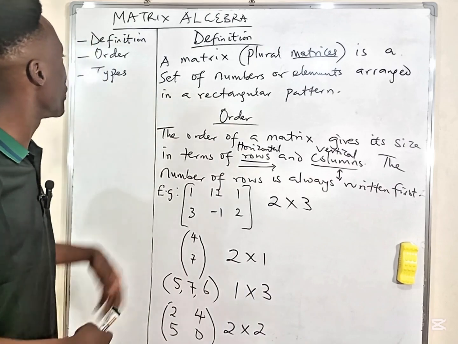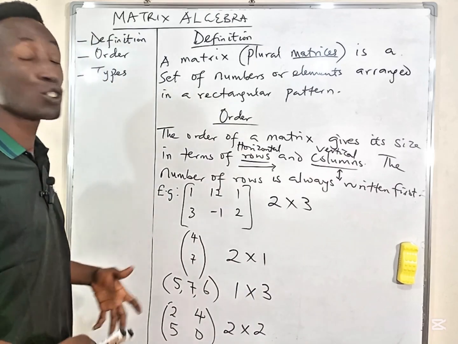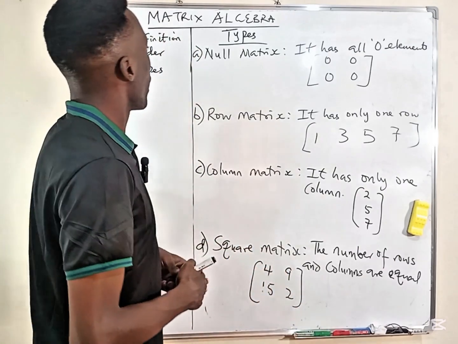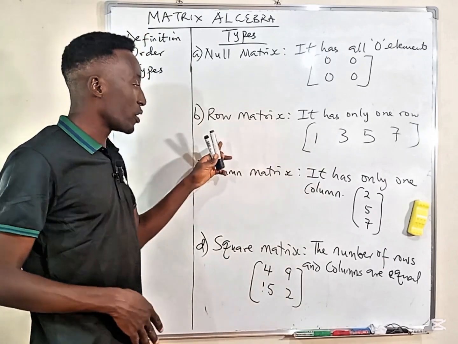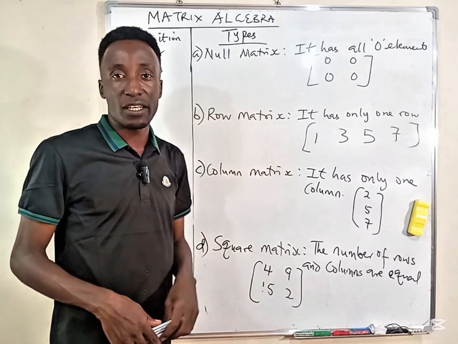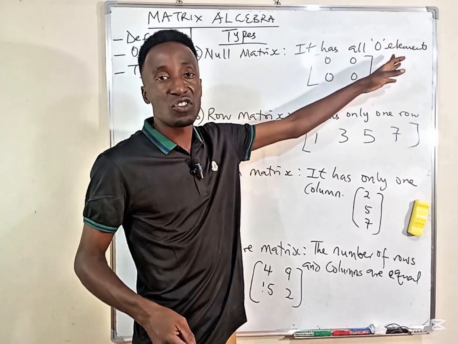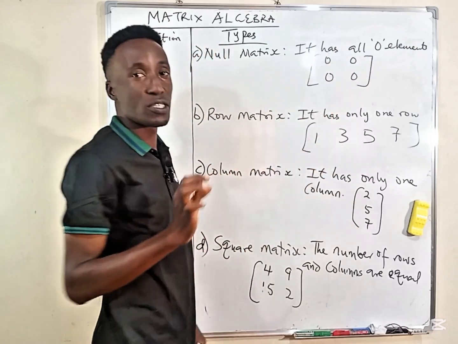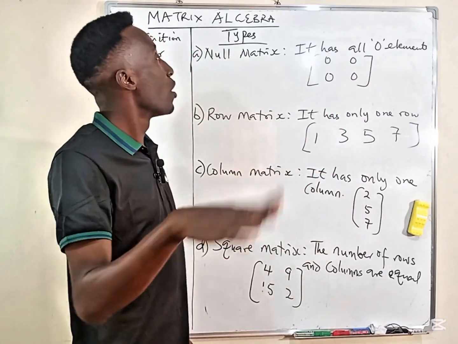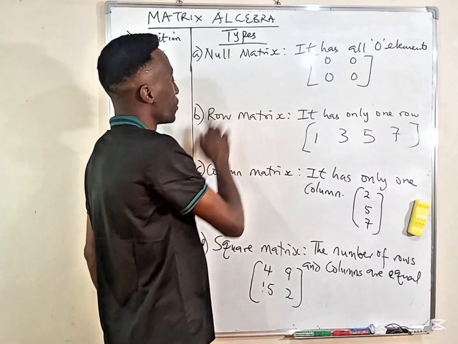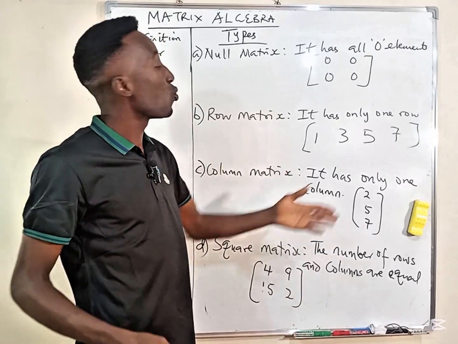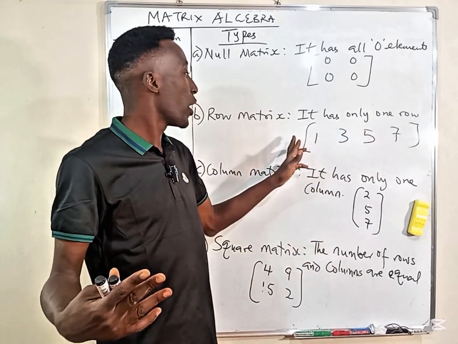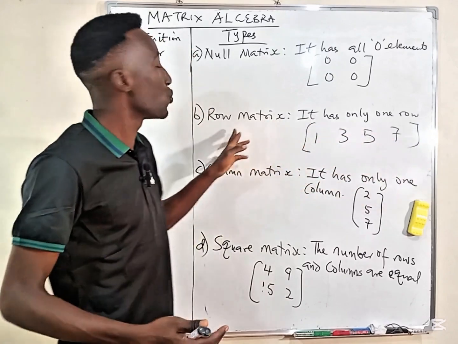So the next thing I want to discuss is the types of matrix. On the types of matrix, we have the null matrix and the row matrix. If we talk about the null matrix, all its elements are 0. That's what we call a null matrix. Then a row matrix has only one row. It may have a series of columns, but any matrix that has just one row is called a row matrix.